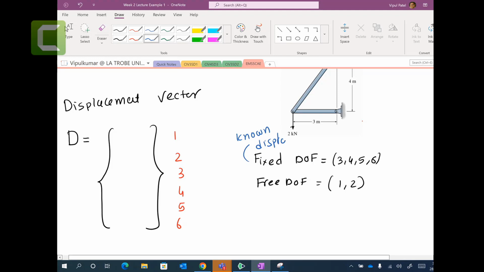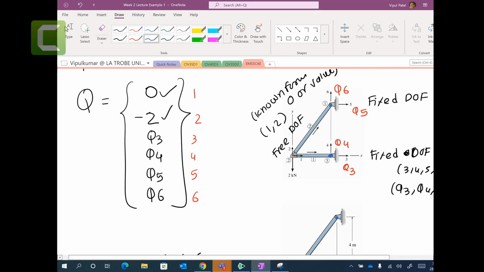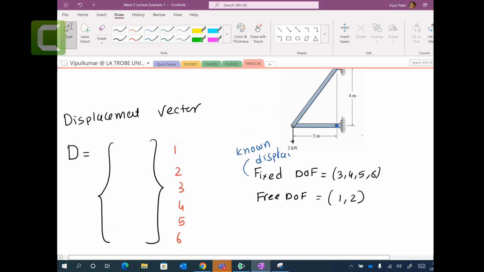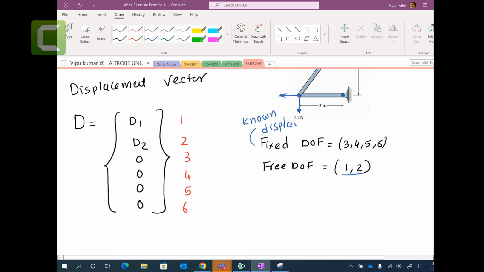These are your known displacements. Why? Because you can see these points are fixed, meaning they will not move left, right, or up and down. So they will be 0 displacements here. All these 3, 4, 5, 6 are 0. And this one is free and unknown because this point can displace in this direction and this direction. So D1 and D2 are unknown, but D3, D4, D5, and D6 are known, which is 0. I hope you understand this, which is quite opposite to the known forces.